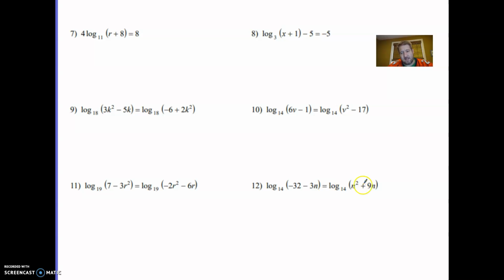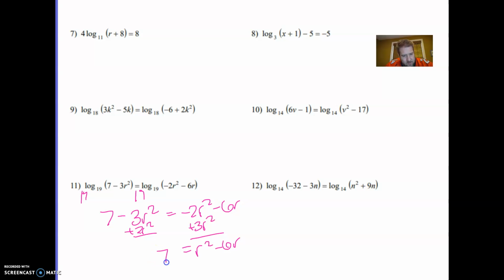These are all bases that are the same on both sides, so that's what makes it kind of easy. So you can exponentiate both sides to 19, and then you're left with just 3 minus 3r squared equals negative 2r squared minus 6r. Now, the reason why I've chosen this one is because it does have a squared involved, and so do these, actually. So if I add 3r squared to both sides, I've got 1r squared minus 6r equals 7. And then I'm going to move everything to the right and subtract 7. So 0 equals r squared minus 6r minus 7.